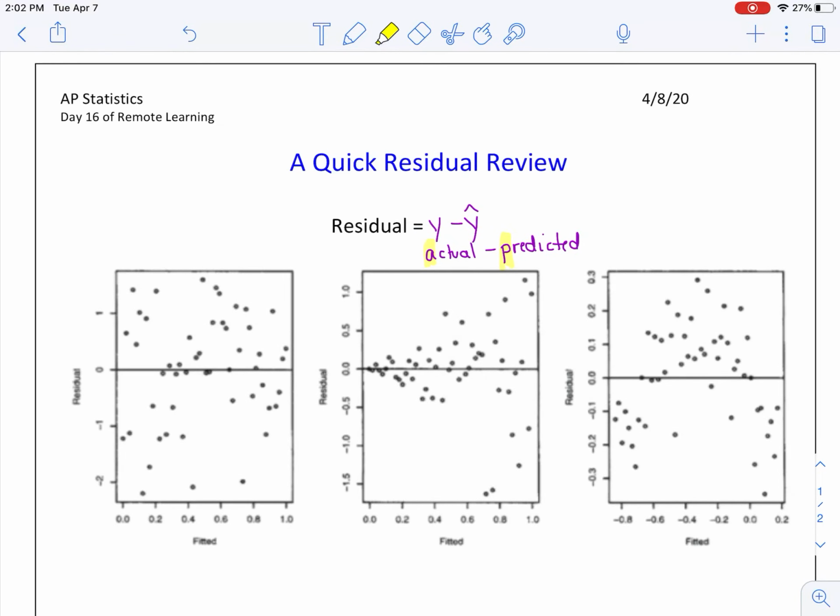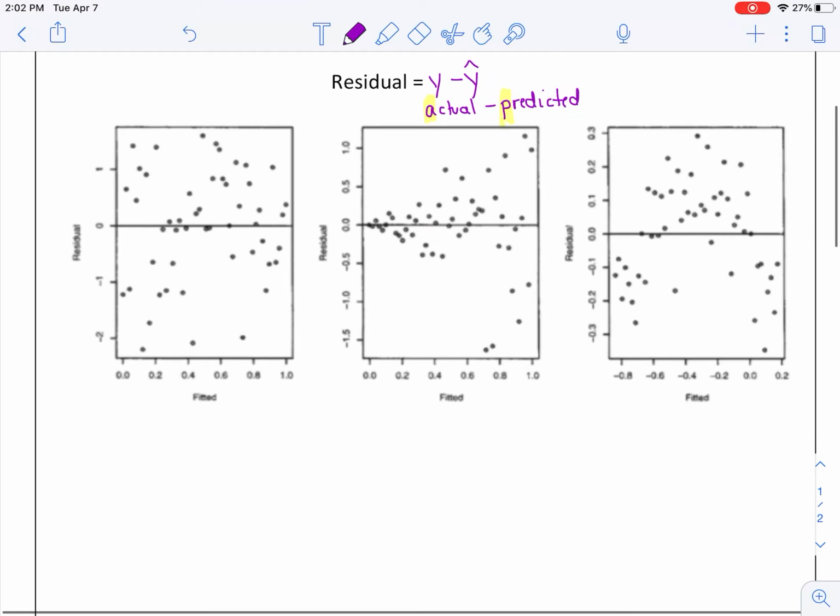Now, here, I know they're a little blurry, but here we have some residual plots. Hopefully, you see that one of them looks appropriate, meaning one of them is telling me that my regression line is a good fit for my data. And the other two, we could probably do a better job. Okay? So, quick review in case anybody forgot.